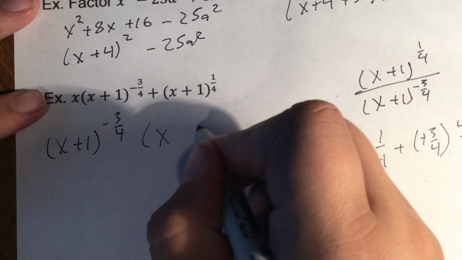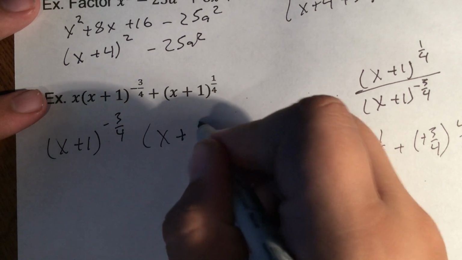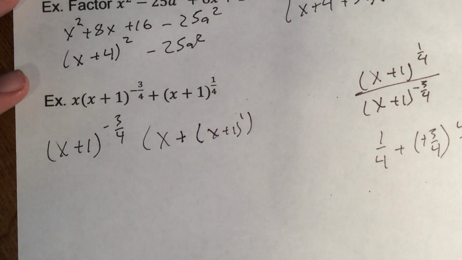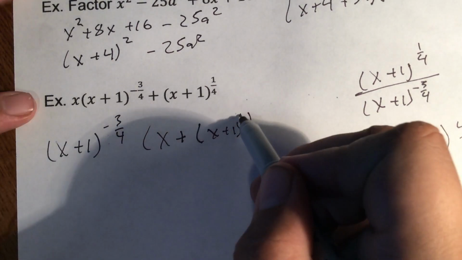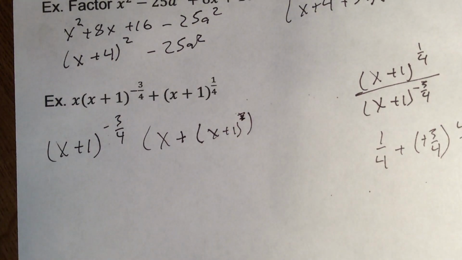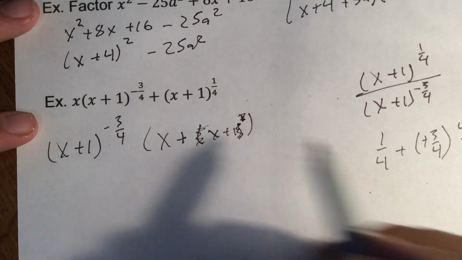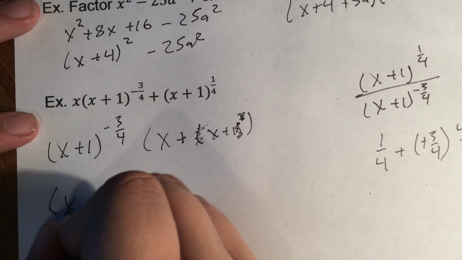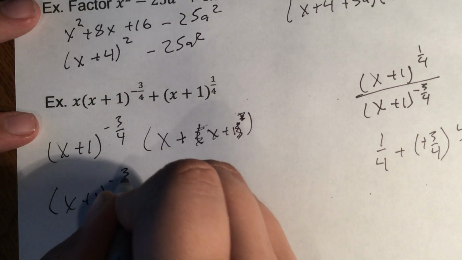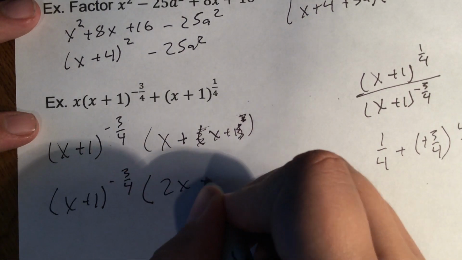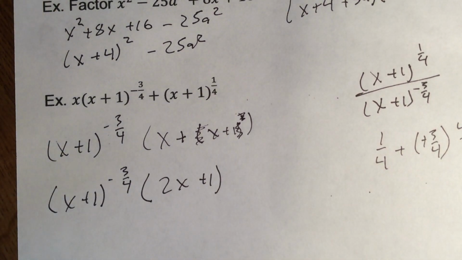So what's left over here then is just plus x plus 1 to the first. Well, anything to the first power we can drop, and now we can drop these parentheses. And so we're going to be left with x plus 1 to the negative 3/4 times parentheses, I have an x and an x to make this 2x plus 1. And there we go. Now we're factored.